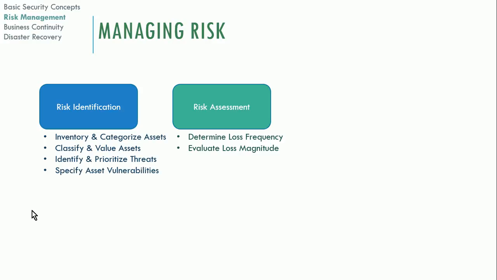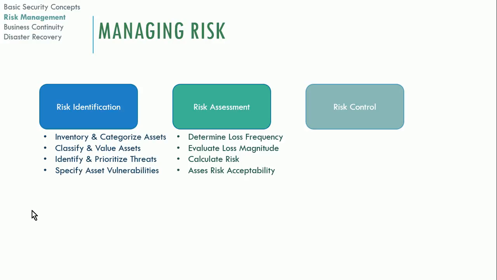From our loss frequency and our loss magnitude, we can calculate what the risk is, and we can figure out how much risk we're willing to accept. And once we understand what the risks are, what the costs are to us, only then can we figure out how we're going to control those risks. So we have to come up with some kind of control strategy and then justify those controls based on the risk assessment. I'll give you an example.